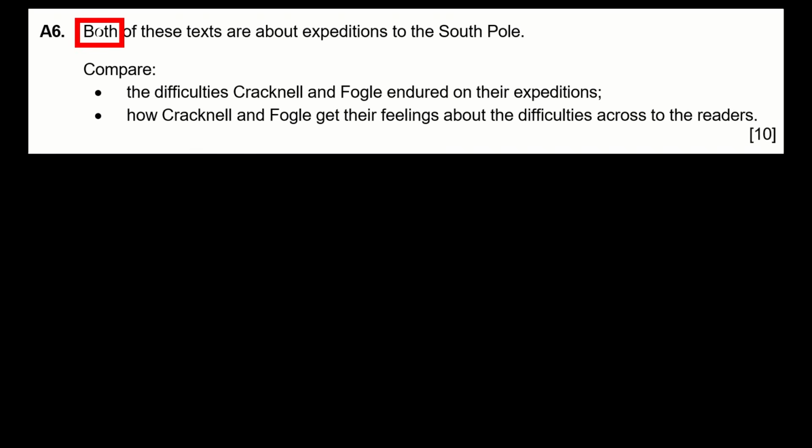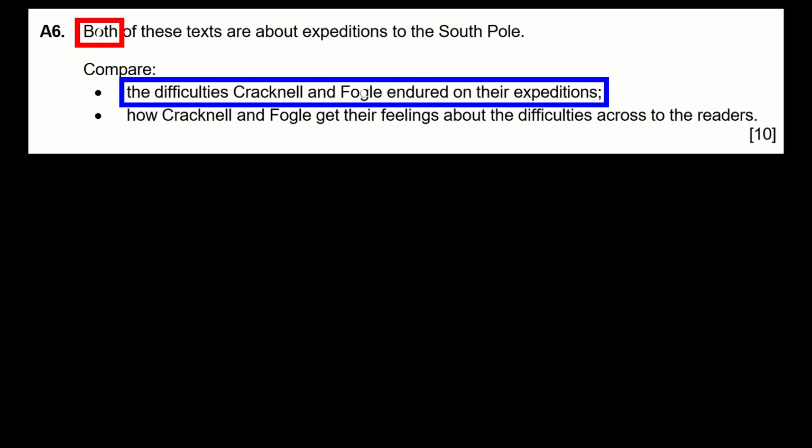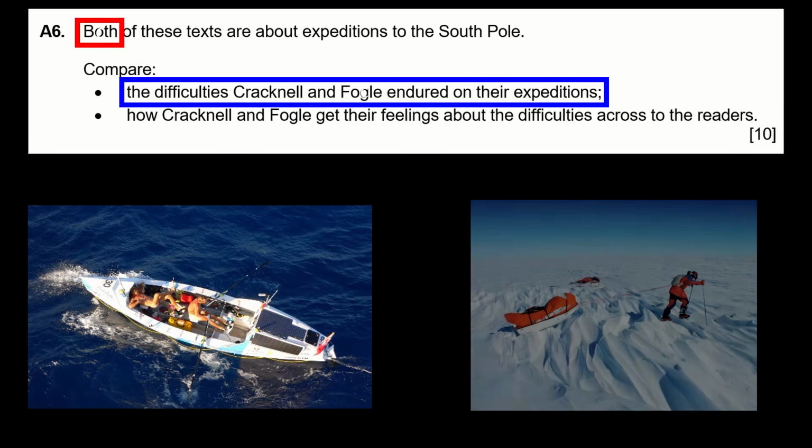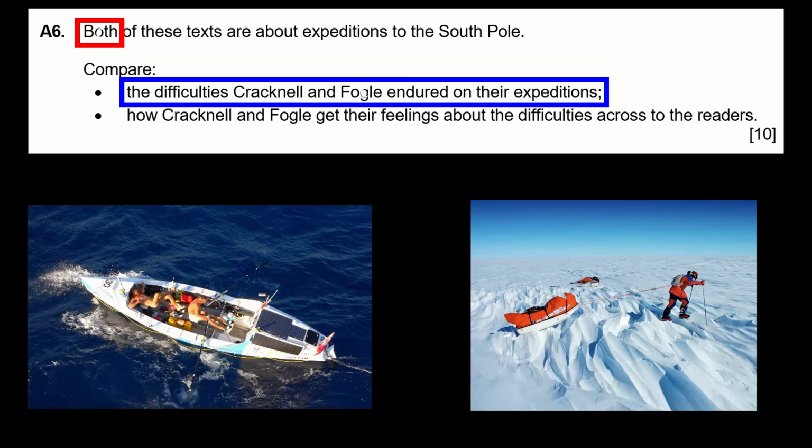Okay, so this question then, you're looking at both the extracts again, and you're looking at the difficulties that Cracknell and Fogle had to put up with on their expedition. So, for example, James Cracknell and Fogle on the Atlantic one, their boat capsizes. That's basically what the extract is about. And then the South Pole one, they had loads of problems. So they couldn't eat enough food. It was bitterly cold, and so on.